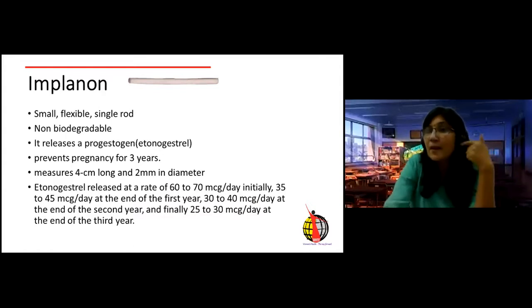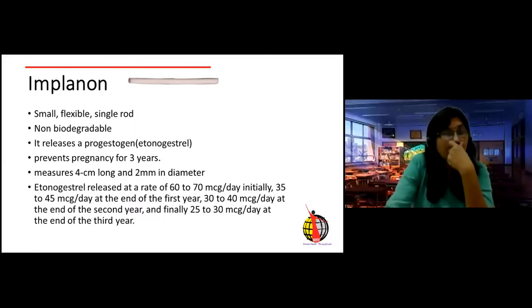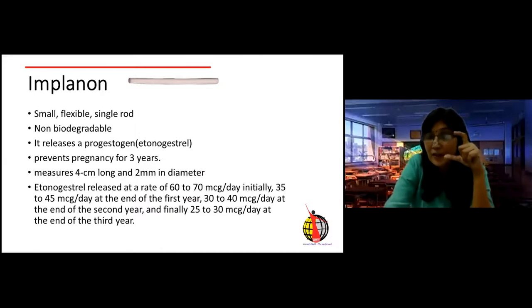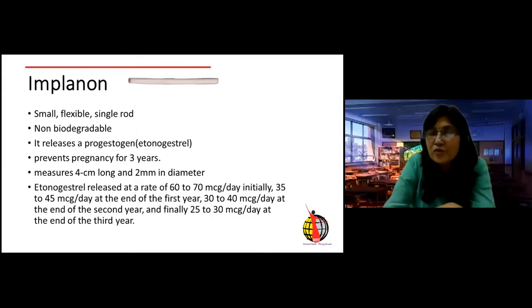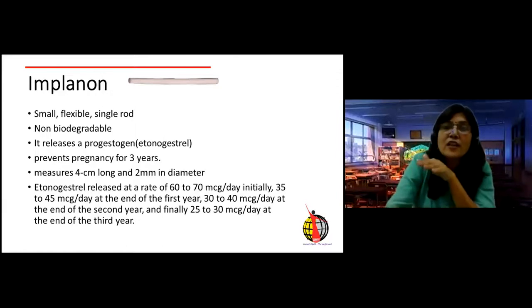So keep on remembering, repeating, revising. That is how you remember. Measures 4 centimeters, so little bit smaller. Diameter also has reduced, so it is now 2 mm. So you can see how they are trying to improve on their previous devices. So Implanon is only a single rod. It releases initially at a rate of 60 to 70 microgram, which reduces to 45 microgram, and finally it comes to 25 to 30 microgram per day.